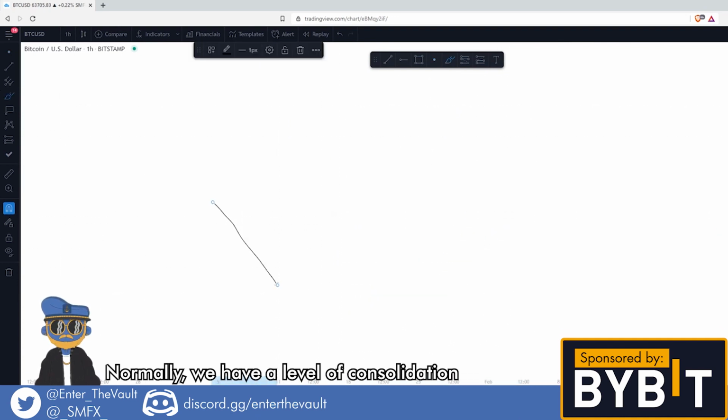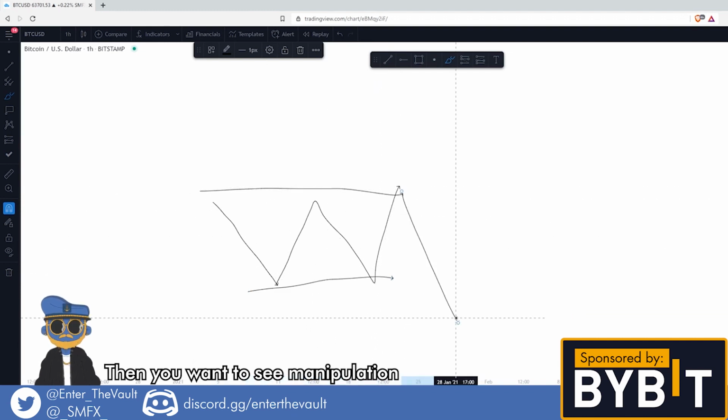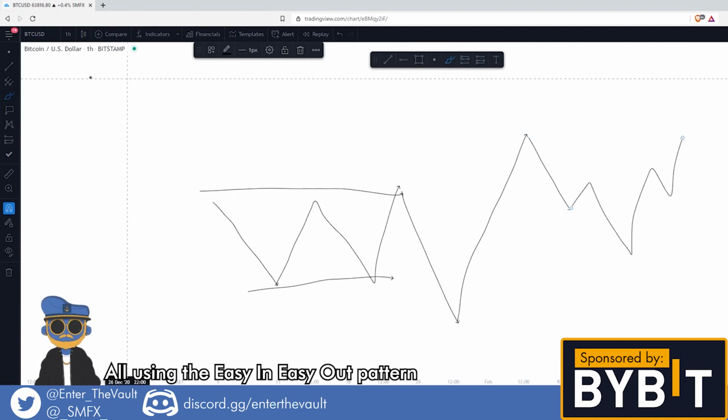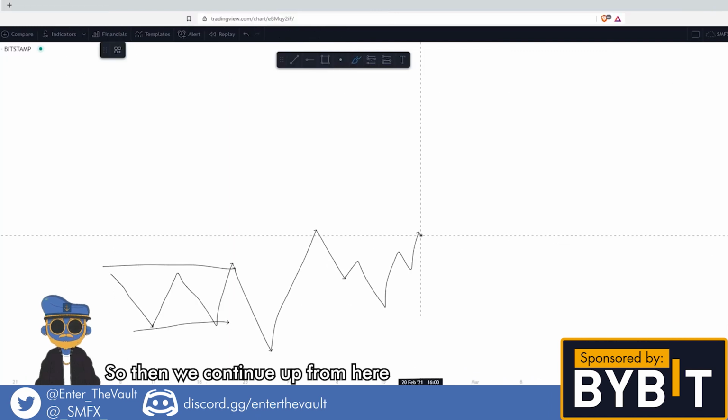Normally, we have a level of consolidation, so something like this, where we'll see an obvious range forming. Then you want to see manipulation. Then after the manipulation, you want to see reaccumulation, all using the easy in, easy out pattern. And then this generally is what the start of a trend will look like. So then we continue up from here.